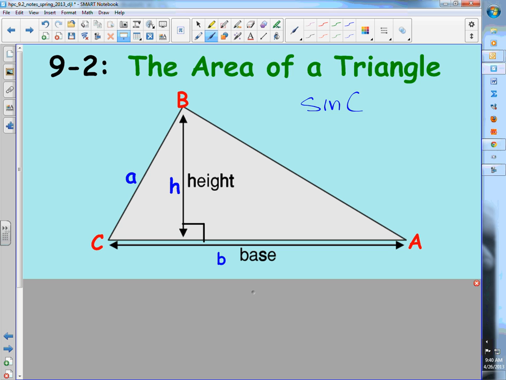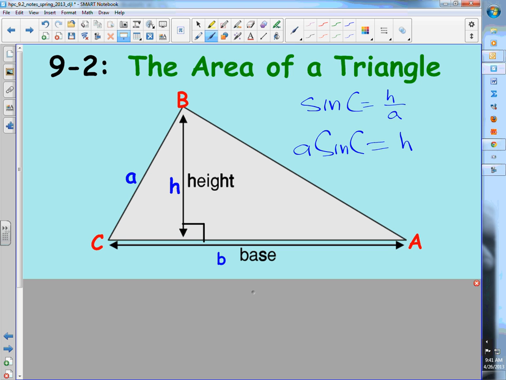The sine of C is equal to height over the little a. Thank you. That's all right. That was my bad. Your head was in the big A. Yeah. Solve for H. We have A sine C for H. Okay.